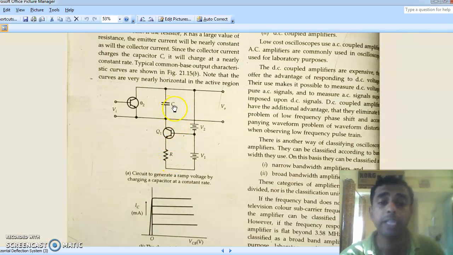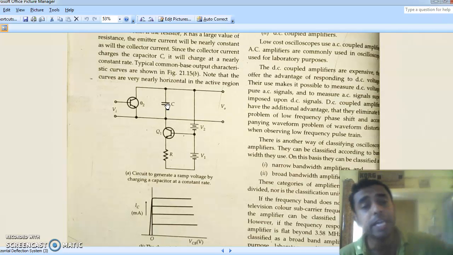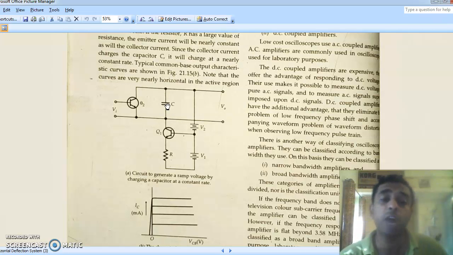So this IC will charge the capacitor. When IC charges the capacitor, the capacitor also charges constantly. So we'll get a more or less linear charging and linear discharging. How will you get the linear discharging? Just like the previous circuit, we apply a train of pulses so that we discharge the capacitor regularly, at regular time intervals, through this transistor. Okay, so this is what is there.